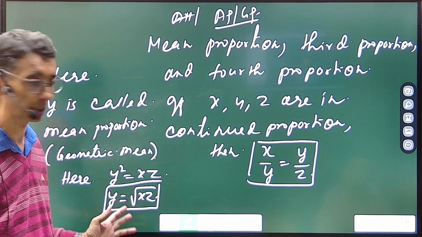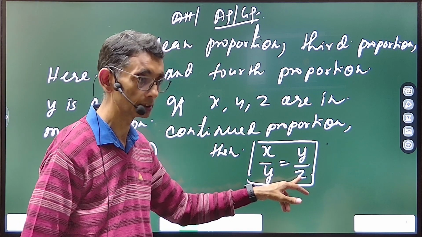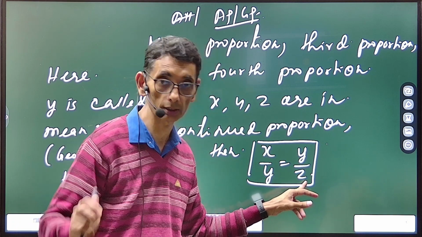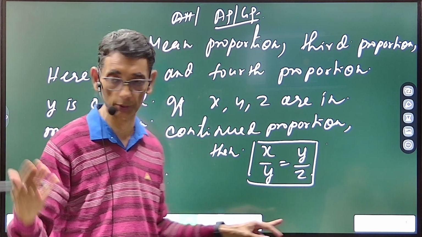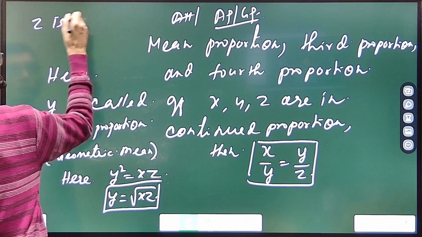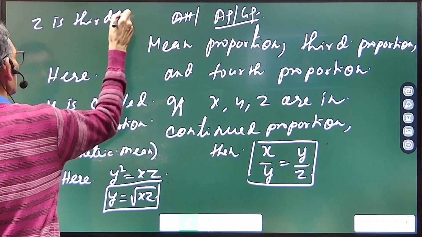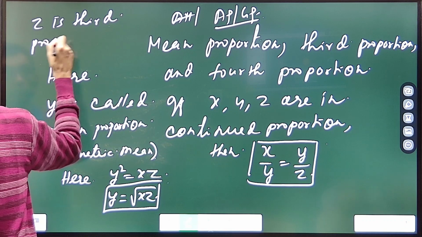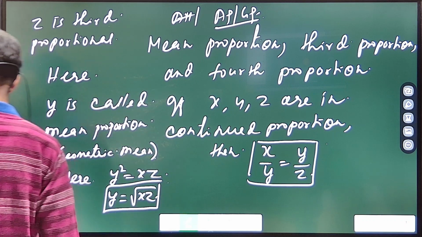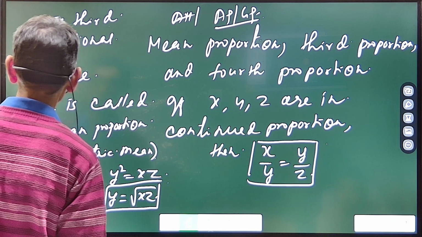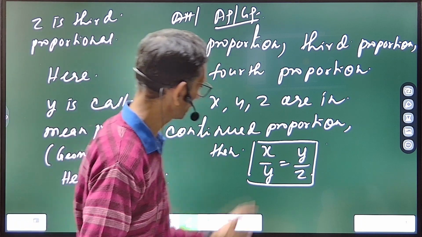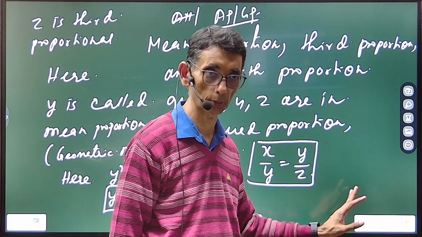Okay, it's a formula. And here Z is called the third proportion. This Z is called the third proportional or third proportion. Right. Z is third proportional. You got the geometric mean and the third proportion.